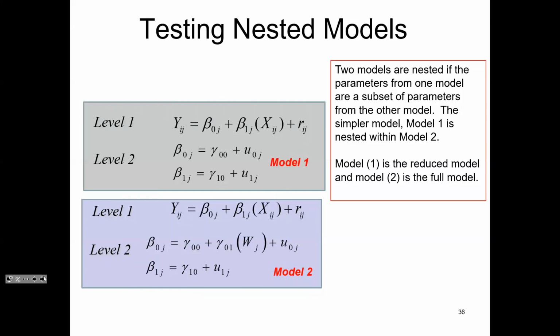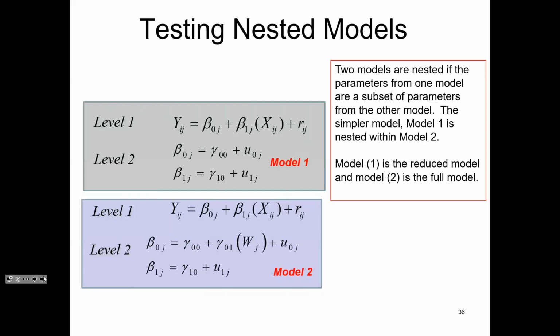So you always need to make sure that when you're building models and you want to compare them using a chi-square difference test or likelihood ratio test, those are synonymous, that you are building models where one set of parameters is a subset of the other set of parameters.